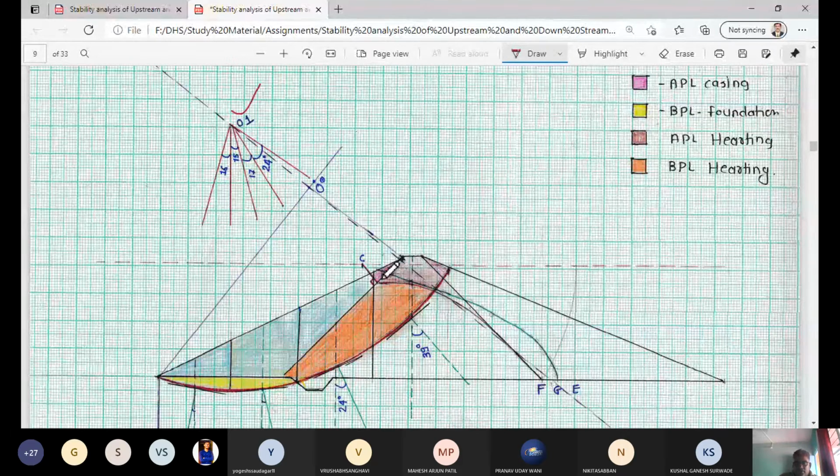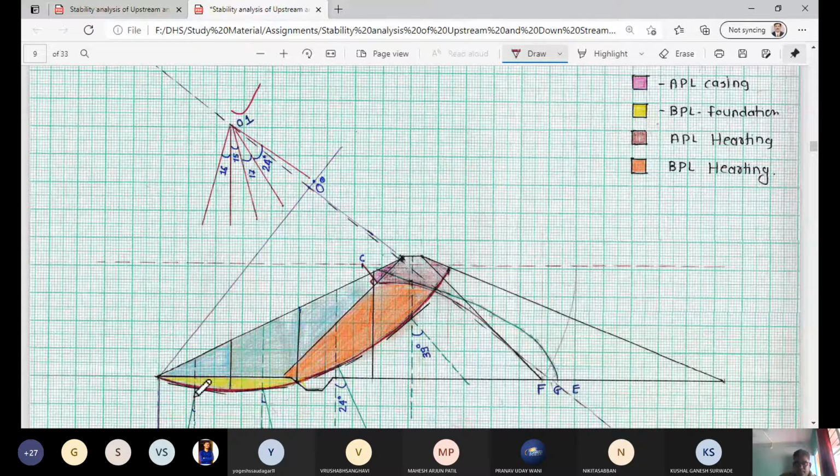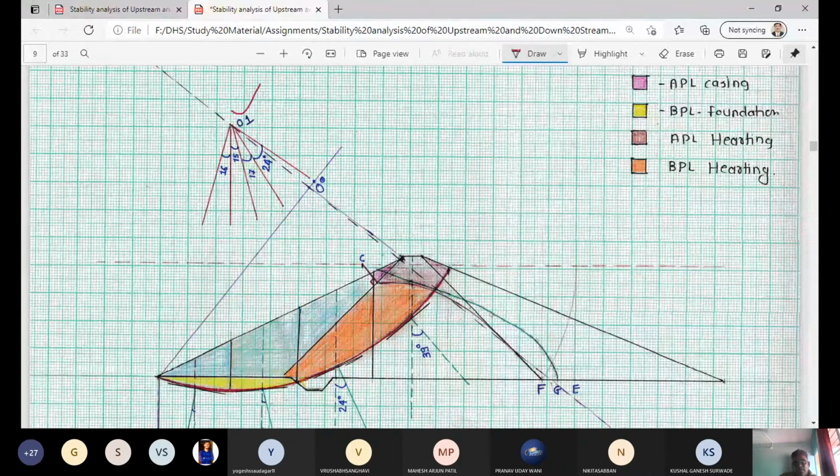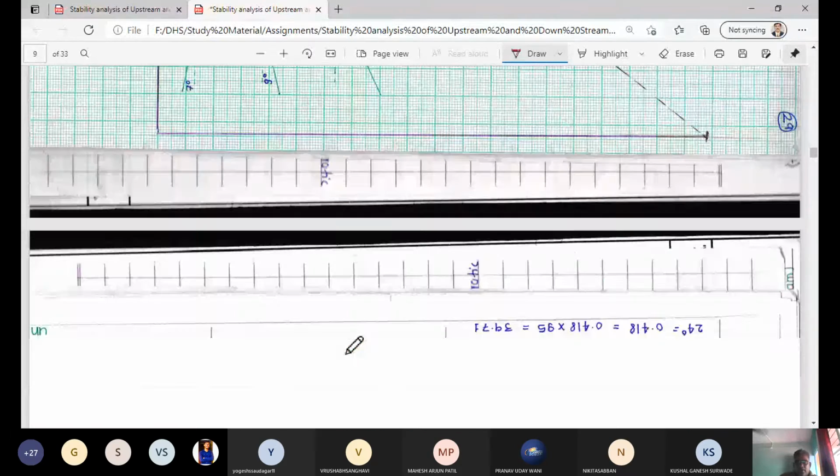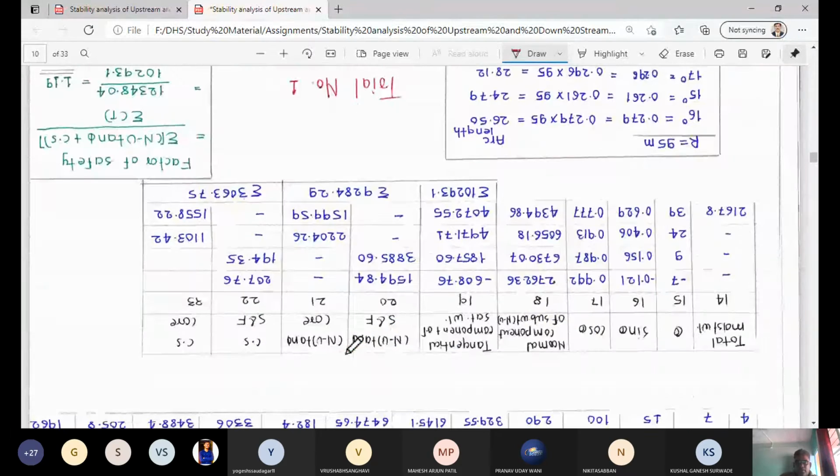Now the portion you see, that is BPL, this is the casing part. The portion lies under this part of the hearting as well as the casing. BPL is totally for the foundation part, because your curve is drawn through that, just like this, and APL is the hearting part. You need to find out this area and its effective weight for finding the factor of safety. Now this is reverse.